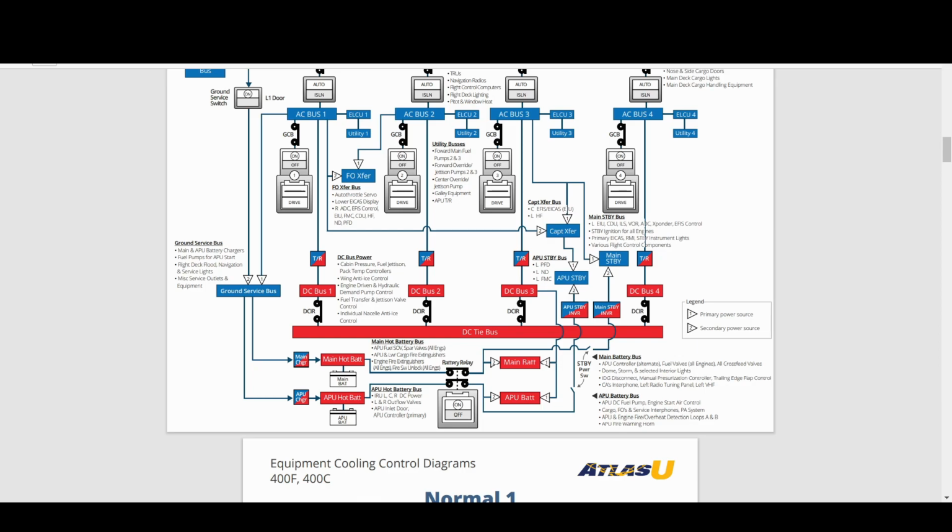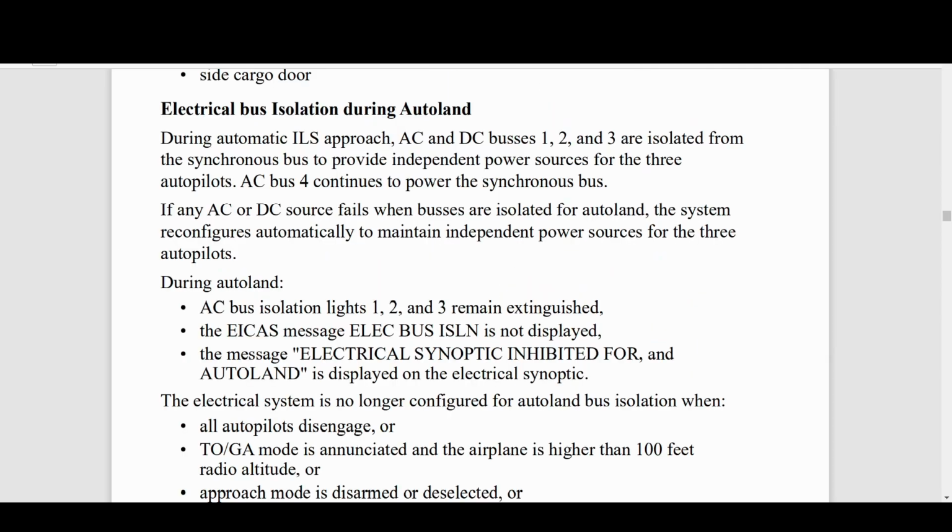How is the electrical system configured during an automatic ILS approach? Electrical bus isolation during Autoland. During automatic ILS approach, AC and DC buses 1, 2, and 3 are isolated from the synchronous bus to provide independent power sources for the 3 autopilots. AC bus 4 continues to power the synchronous bus.